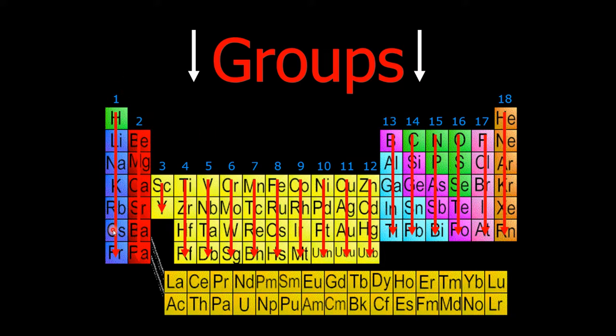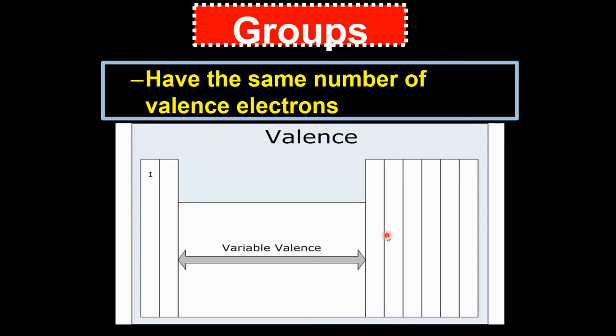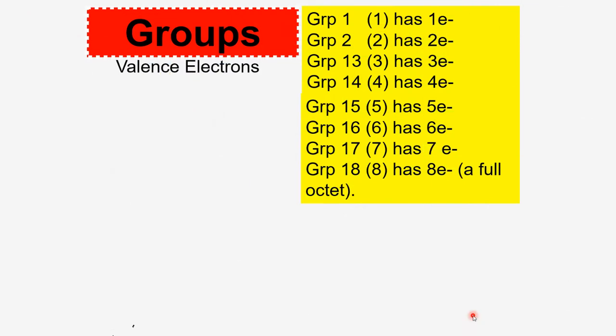So group 1 had 1 valence electron. Group 2 had 2 valence electrons. Group 13 is actually not going to have 13 valence electrons. It's going to have 3 valence electrons. Group 14 is going to have 4. 15 will have 5. 16 will have 6. 17 will have 7. And 18 will have 8. And if we notice, remember the rule of 8, if it's 8, it's full. These have a full octet, and they are called a specific group, and we'll talk about that in a second. All right, so there's the list of all the valence electrons.